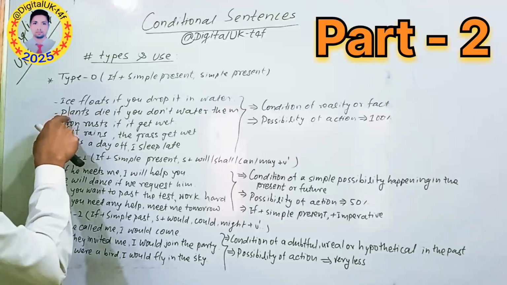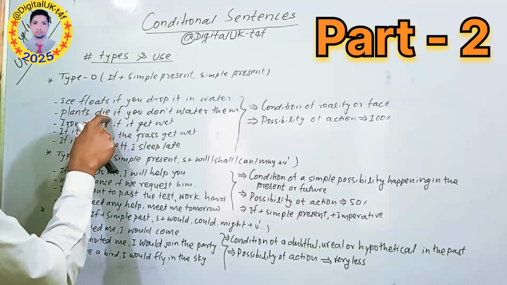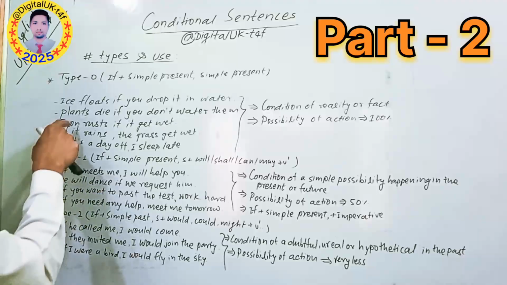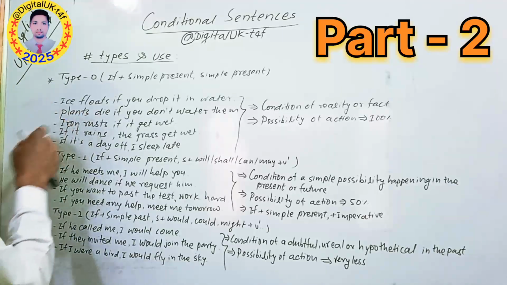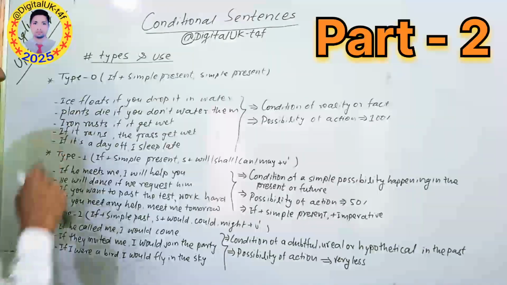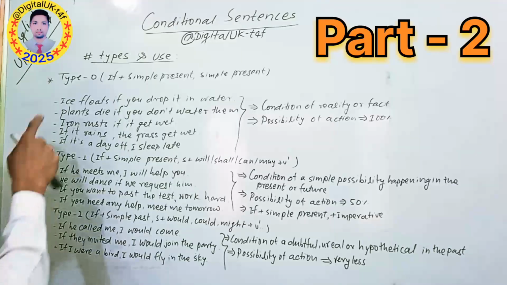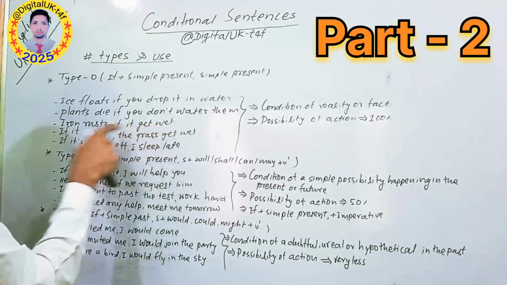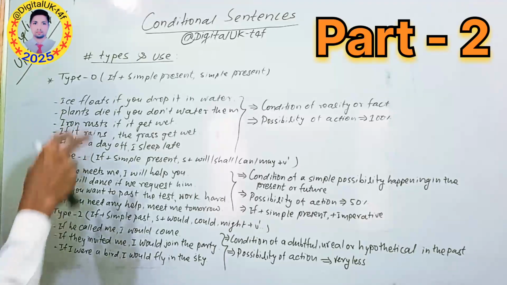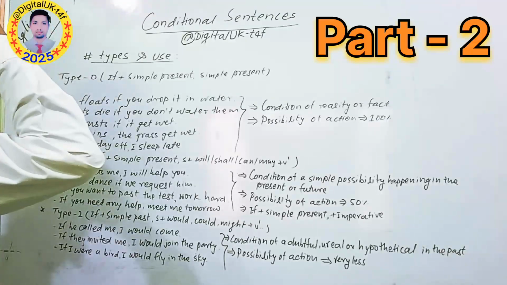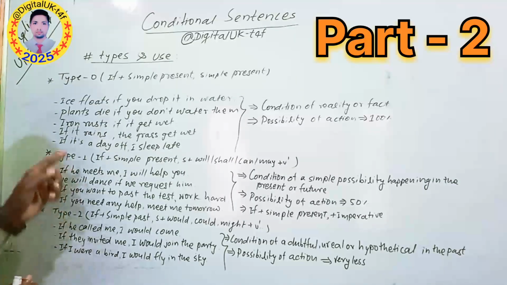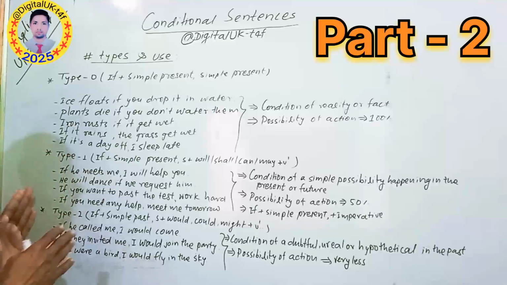Likewise the next one: plants die if you don't water them. Here also the PC is written first, and after that the CC. After that: iron rusts if it gets wet. So this is the sentence related to type 0. In both clauses, PC and CC, it is written in simple present and simple present.